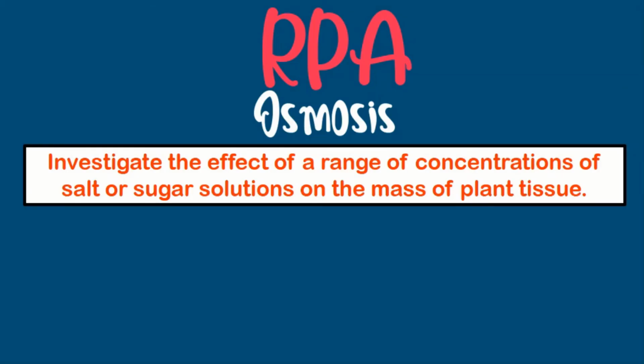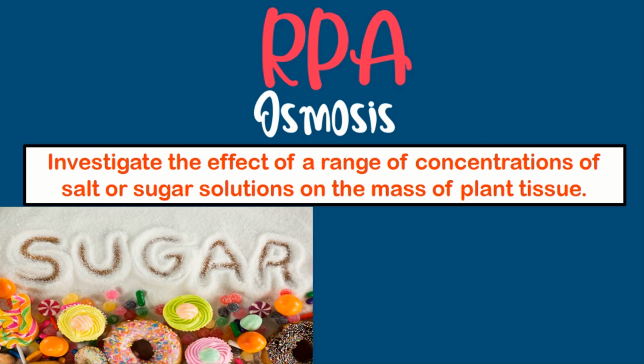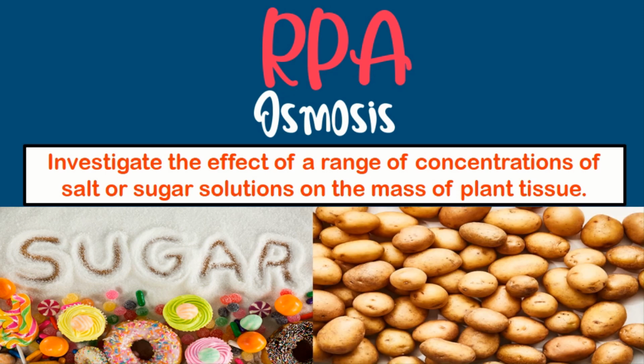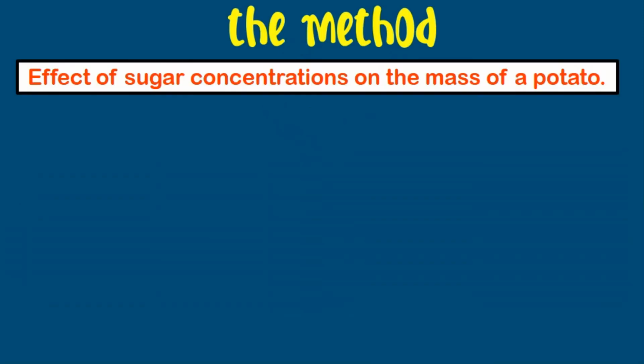Let's have a look at the actual experiment. We're going to investigate the effect of a range of concentrations of salt or sugar. We'll use sugar, I prefer saying it, on the mass of plant tissue. We'll use our trusty favourite, the potato. You could, though, use a courgette, celery, cucumber, carrot, and I can't think of any other vegetables, but anything would do, but potatoes are easy to get a hold of.